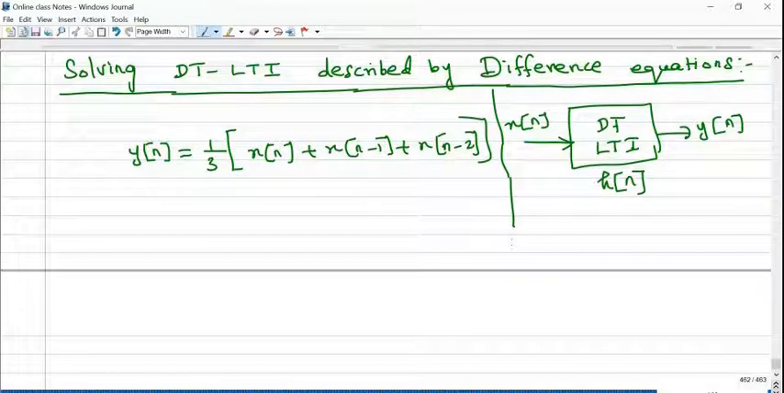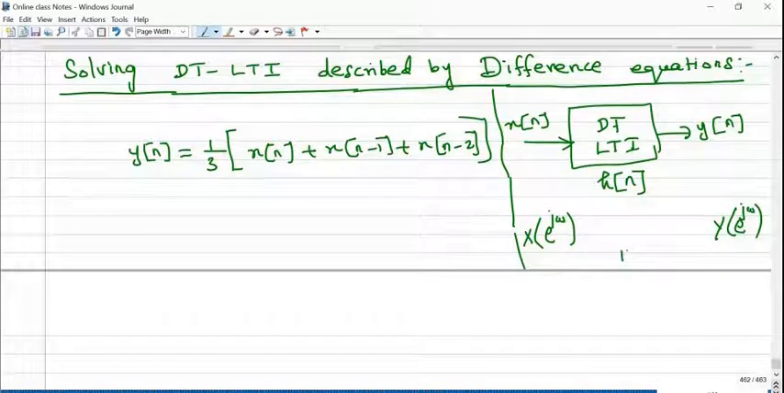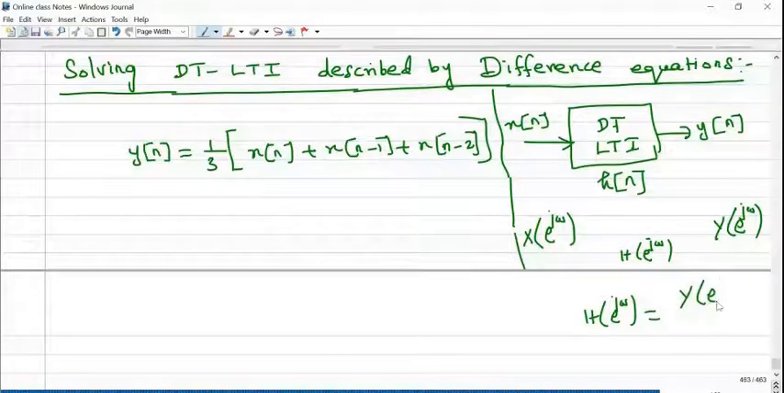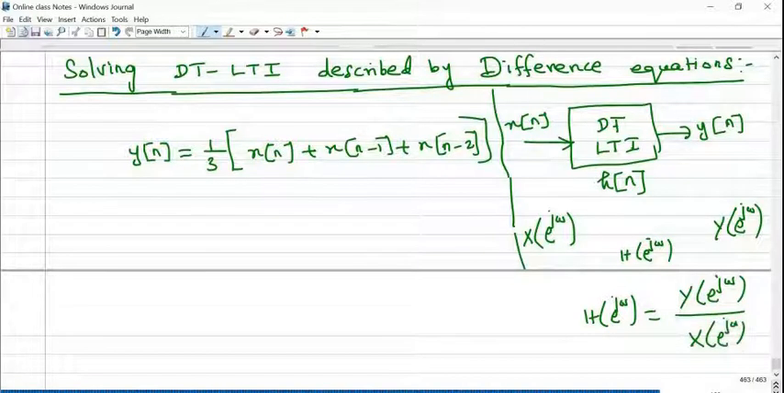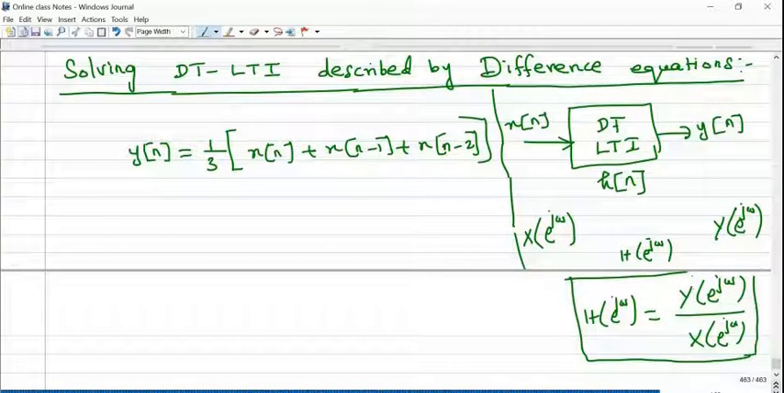And parallelly, in DTFT analysis, the input is x of e power j omega, the output side is y of e power j omega, and this is h of e power j omega. So the transfer function of a discrete time LTI system, h of e power j omega, equals y of e power j omega divided by x of e power j omega. Same formula we used in continuous time Fourier transform. Here the notation is different, that's it.